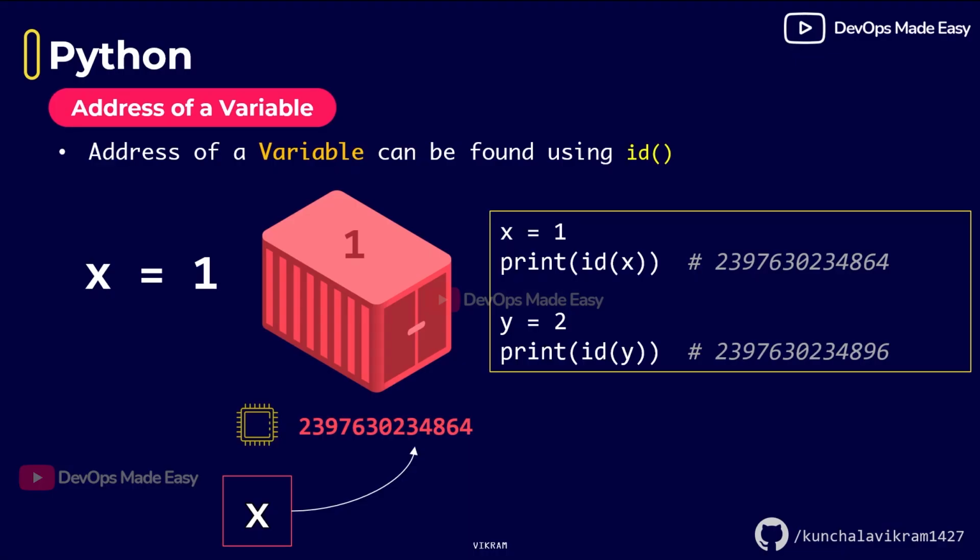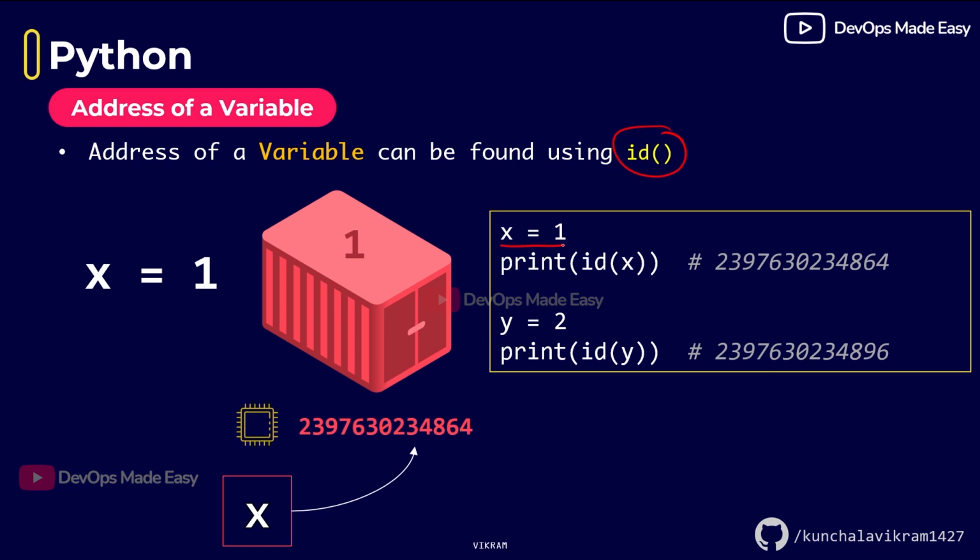Now, what is the address of a variable? As we said, every variable is stored in memory, so it will have a memory address. So how do you find the memory address where exactly this variable is stored? As we already said, the x here is not pointing to the value, it is pointing to the address of that variable. So if you want to know the address of the variable, I can use the id function to get the address of the variable.